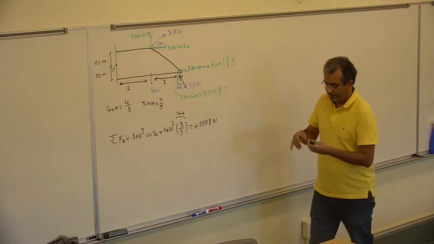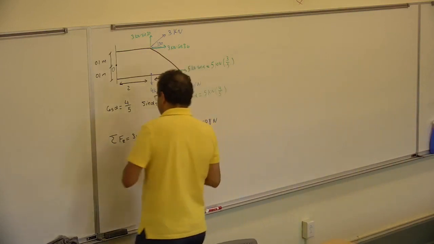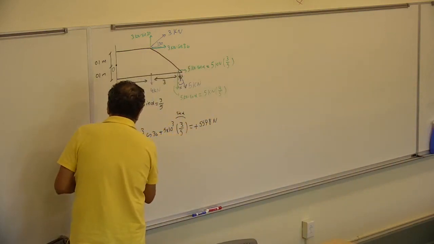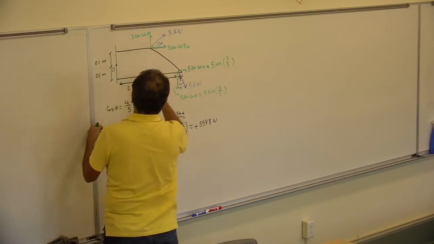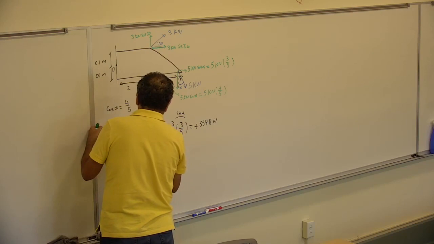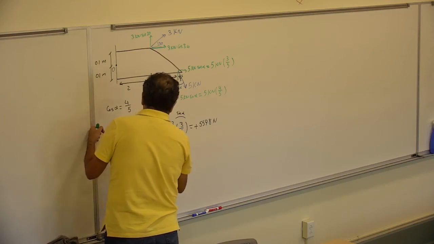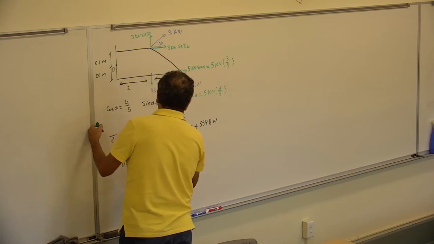So then I'm going to have sigma Fy. In the y direction, I have this 3000 going up, sine 30, and then the 4000 going down.